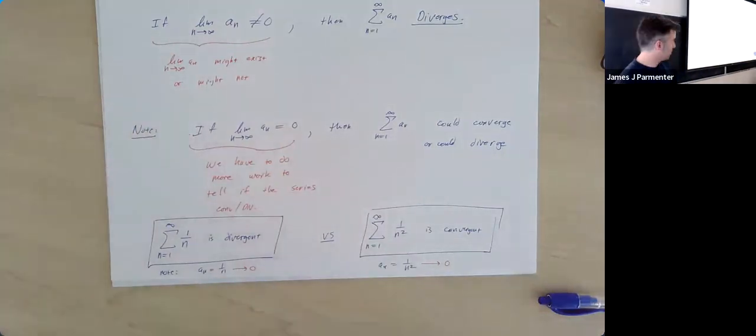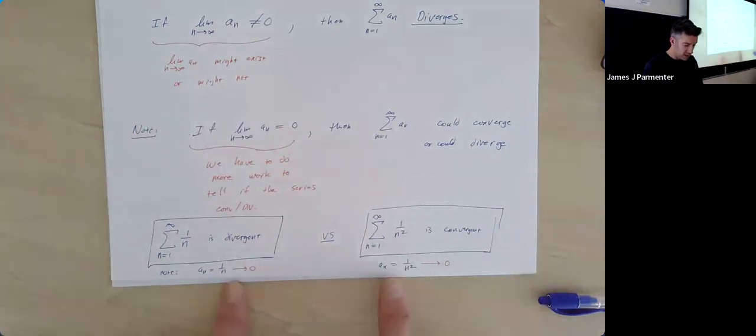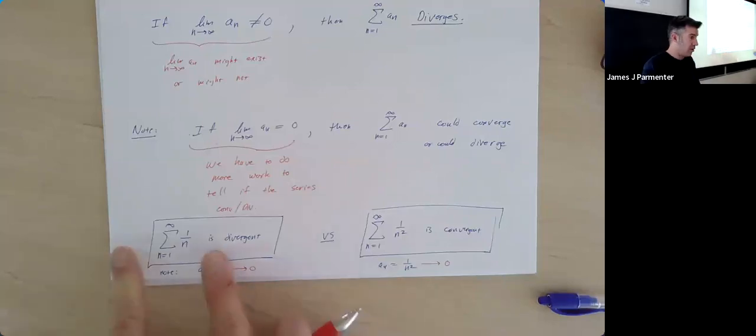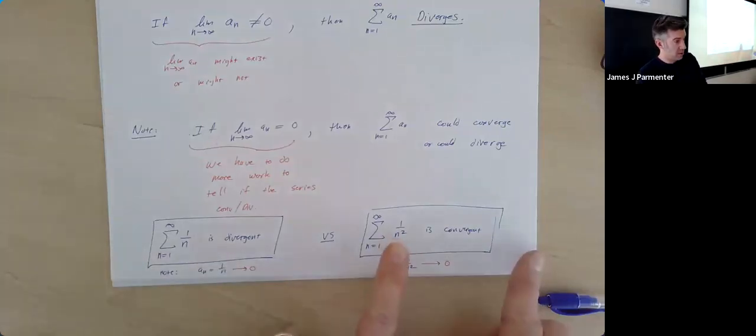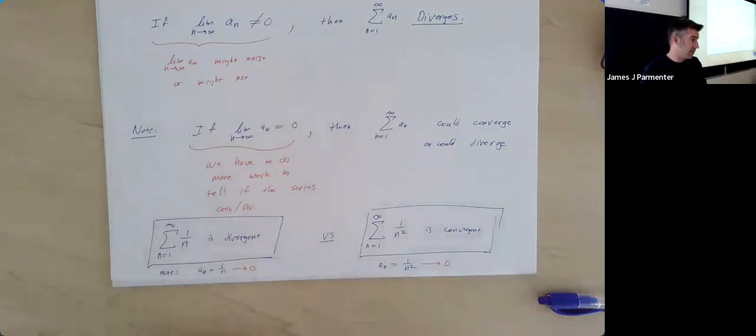So I just want to emphasize really, really strongly here that if your sequence converges to 0, we know nothing about the series. The series could diverge, the series could converge. And there are lots of examples of both things happening.